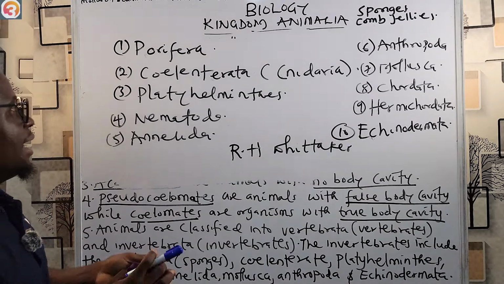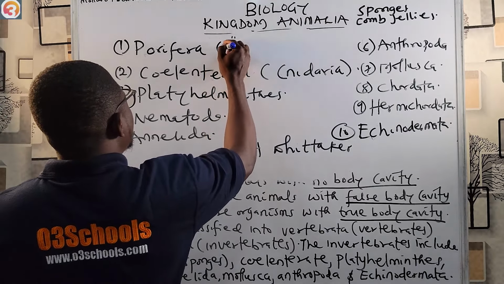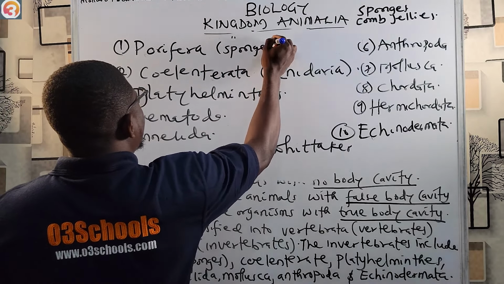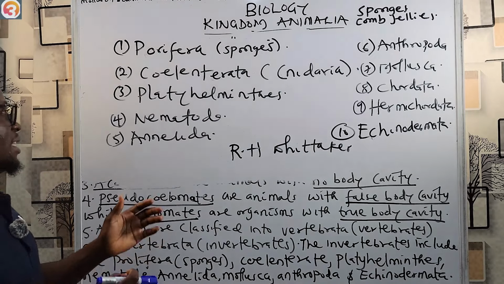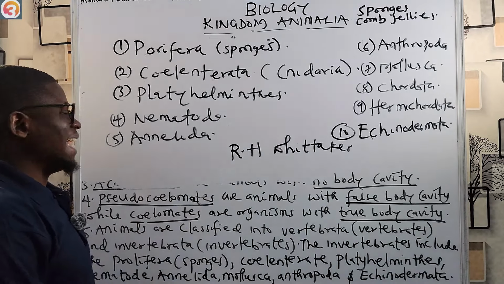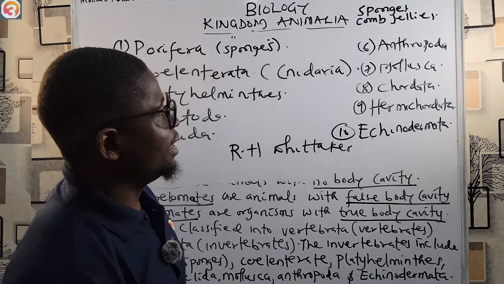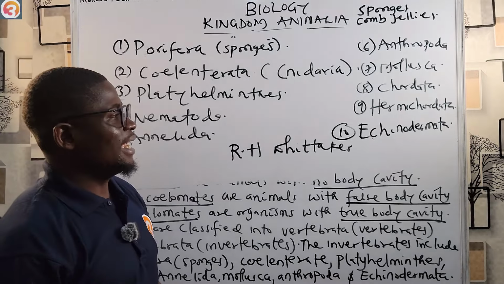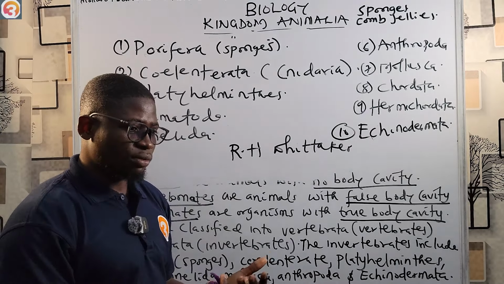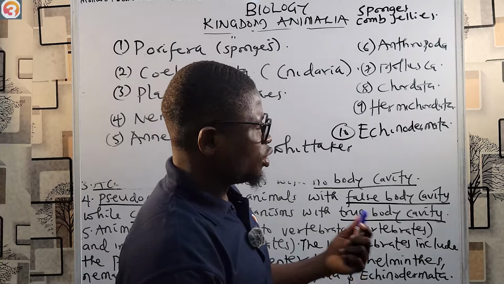As we're saying, porifera, like the sponges. We have the coelenterata, the platyhelminths, the nematodes, the annelids, the arthropods, mollusca, the chordata, hemichordata, and the echinodermata. So in the next episode, we're going to be talking about all of them one after the other.